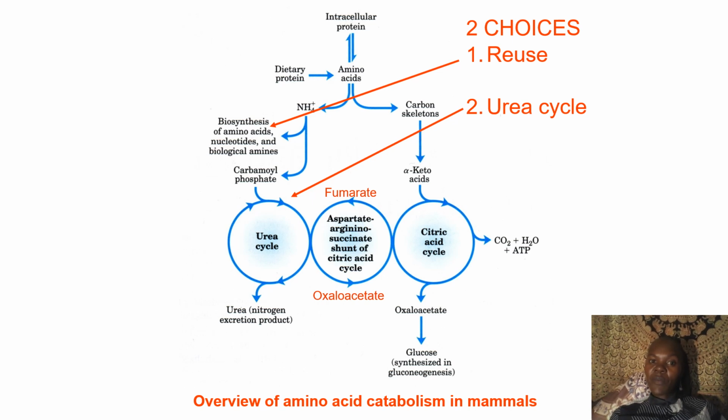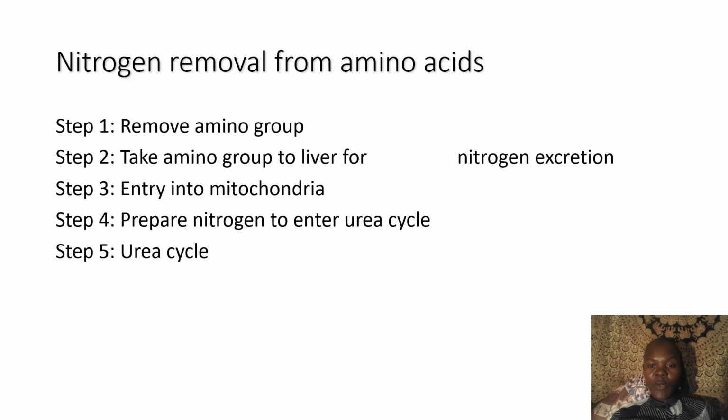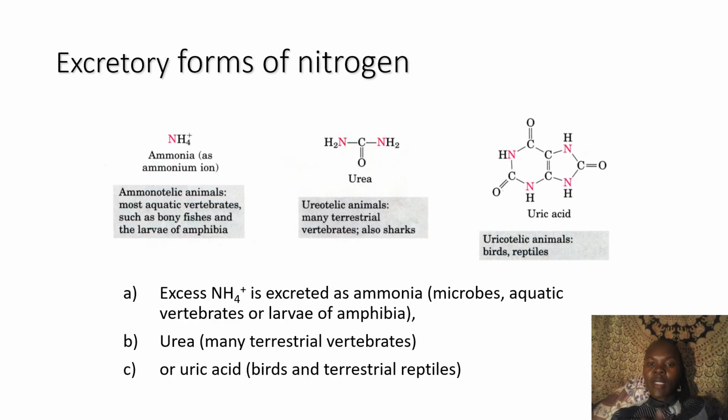So in the urea cycle, it will form an intermediate of the TCA cycle, fumarate. Then the fumarate can go to the TCA cycle and then it is going to generate for us the reducing equivalents. So it can be reused or it can go as waste. Before the urea cycle, we need these 5 steps for us to dive into the urea cycle. So the amino group has to be removed at the first step. Then the second step is you take the amino group to the liver for nitrogen extraction. Then the third step, entry into mitochondria. The amino group will enter into the mitochondria, and then you'll prepare the nitrogen to enter the urea cycle. Then the last step is the main pathway of the urea cycle.